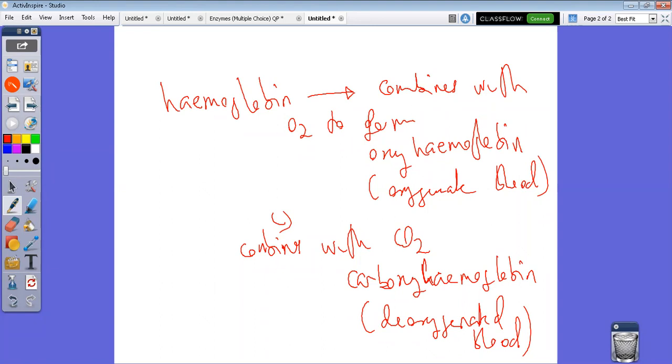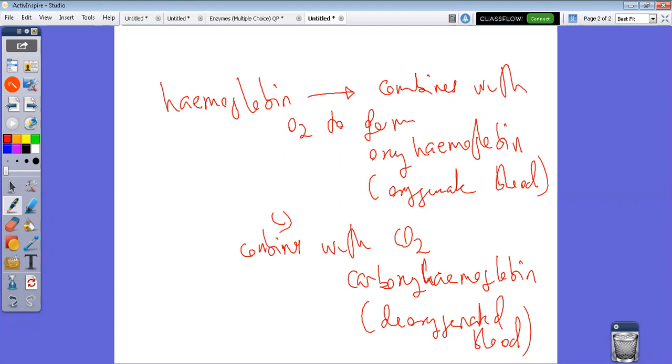So maybe what we need to know, or just to write that, is that oxygen diffuses from alveoli in the lungs into the red blood cells, and combines with the hemoglobin, forming an unstable compound called oxyhemoglobin. Clear?